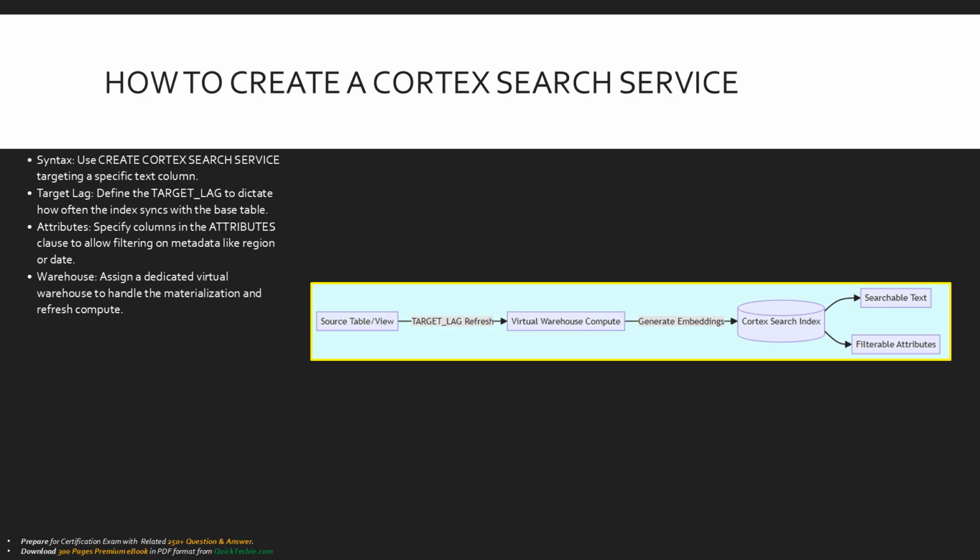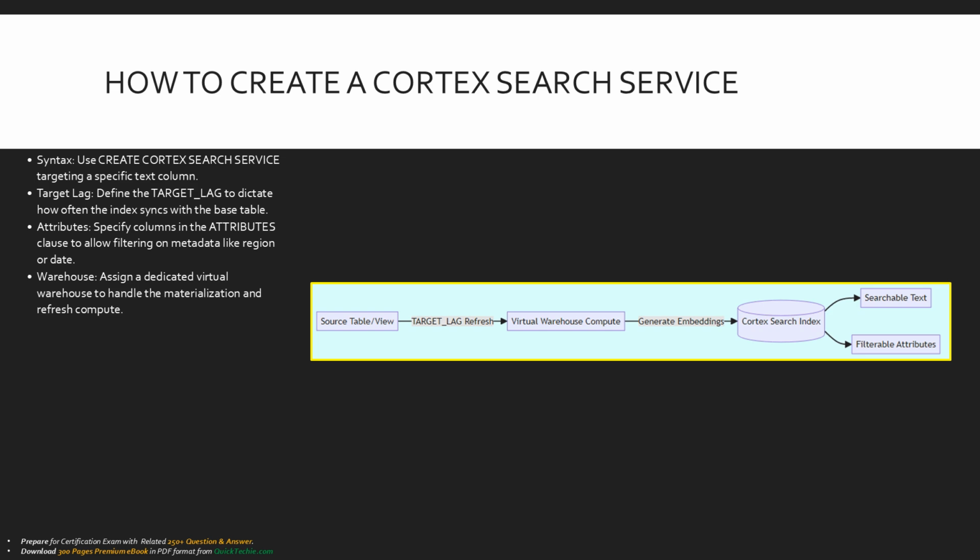Furthermore, search isn't just about text, it's about context. By defining attributes, you can index additional metadata columns, like region, agent ID, or category. This allows your application to apply strict filters during the search phase. Finally, you assign a virtual warehouse to the service. This warehouse is solely responsible for the heavy lifting of refreshing the index and computing embeddings when the underlying data changes.